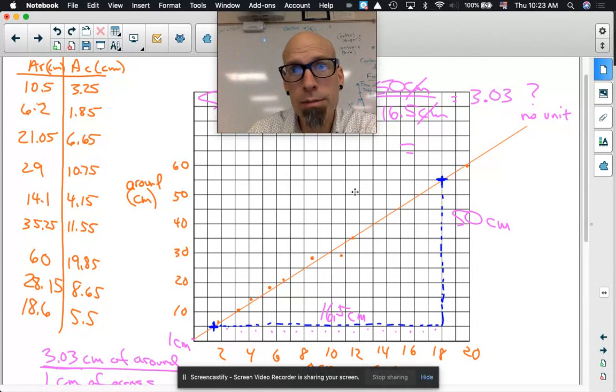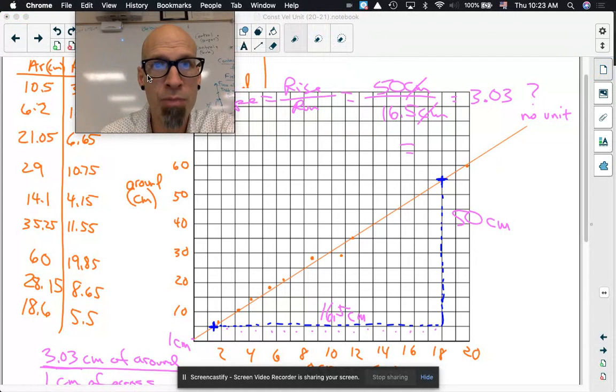So you'll just have to kind of pretend that this is what your graph should look like because it should be pretty darn close because we were all measuring the same objects. And so we should have really similar looking data from class to class.